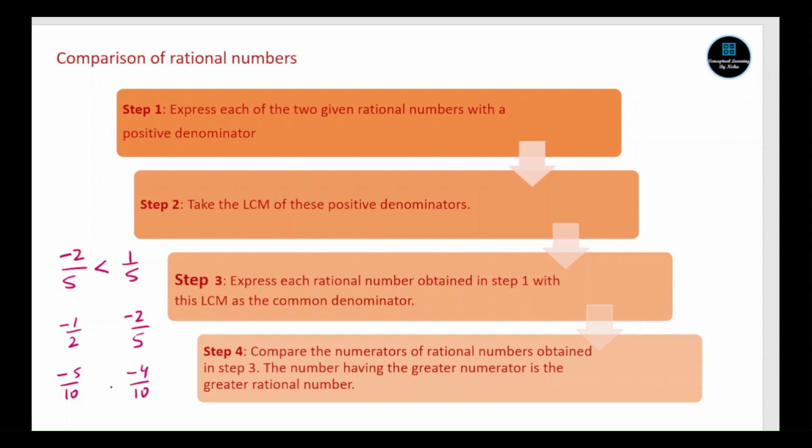Remember, on the number line, minus 5 is on the left side of minus 4. So this number is smaller. Hence I can say this is smaller. Right? Alright. Now let's solve some questions based on that.